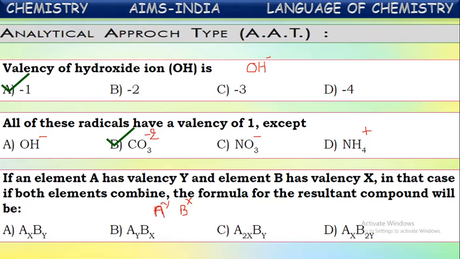So A, Y, B, X is written according to crisscross method rules. First we write the positive and negative ions followed by one another. Next we crisscross these numbers. X is written at the base of A and Y is written at the base of B. Now the formula will be AxBy. So the formula of the compound formed from A and B is AxBy.